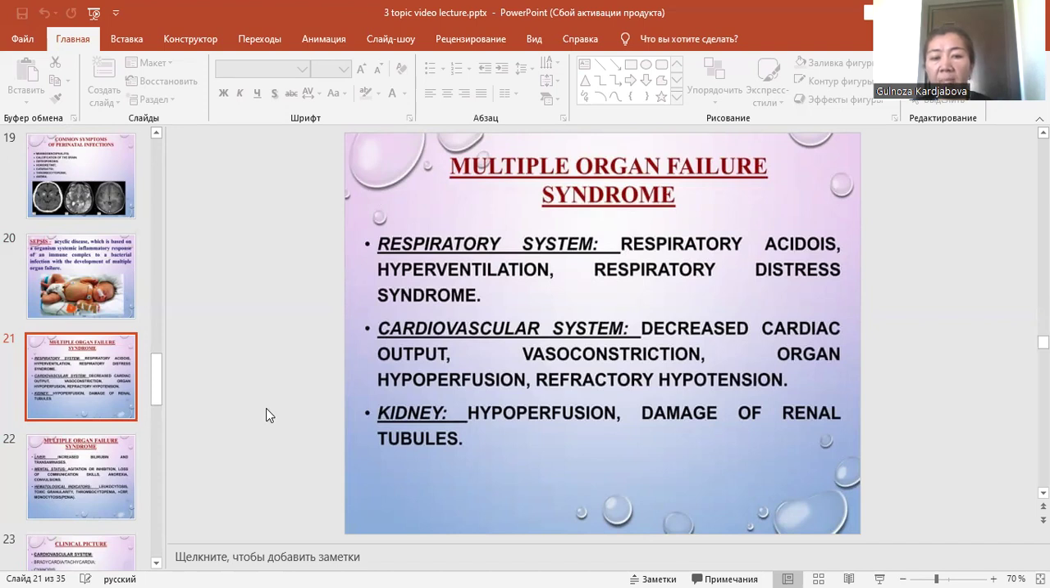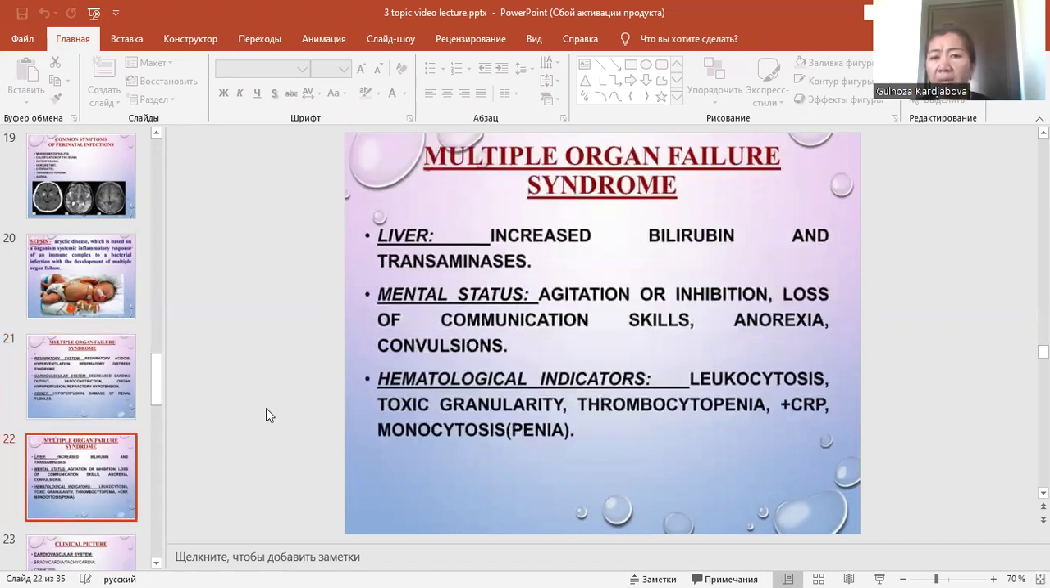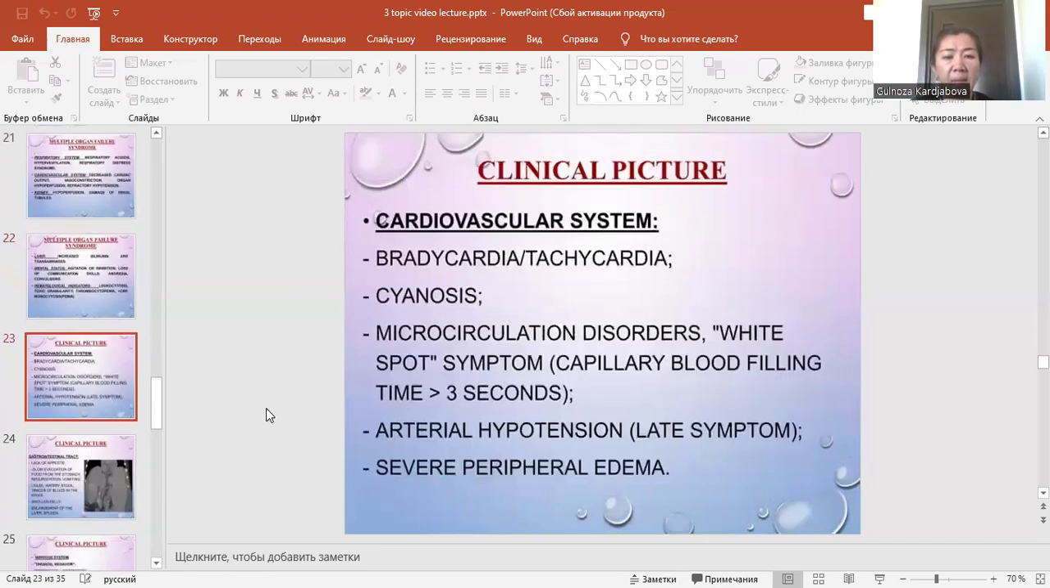From the kidney: hypoperfusion, damage of renal tubes. Multiple organ failure syndrome from the liver: increased bilirubin and transaminase. Mental status: agitation or inhibition, loss of communication skills, anorexia, convulsions. Hematological indicators: leukocytes with toxic granularity, thrombocytopenia, CRP, and monocytosis.